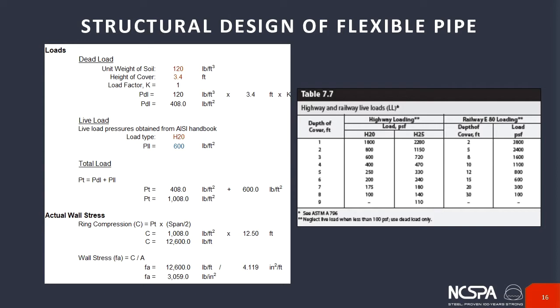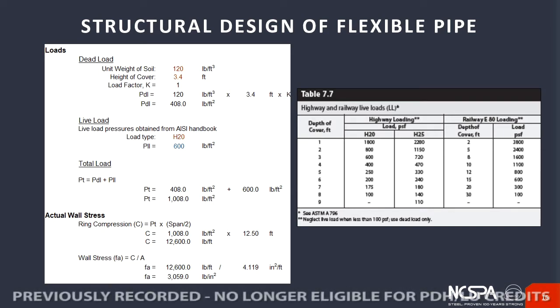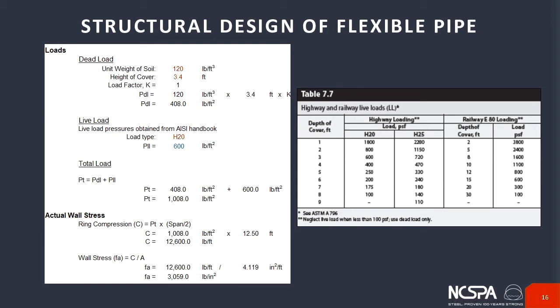The weight of that soil is considered the dead load, and then the live load is typically your vehicular loads. So whatever you might be designing for, if it's a standard highway, you'd be using a standard highway load. If it's a railroad application, you'd be using railroad loads, airport loads, etc. So typically the way the dead loads are computed, you can see that illustrated on this slide. This particular structure has an assumed height of cover of only 3.4 feet. The unit weight of the soil is 120 pounds per cubic foot.